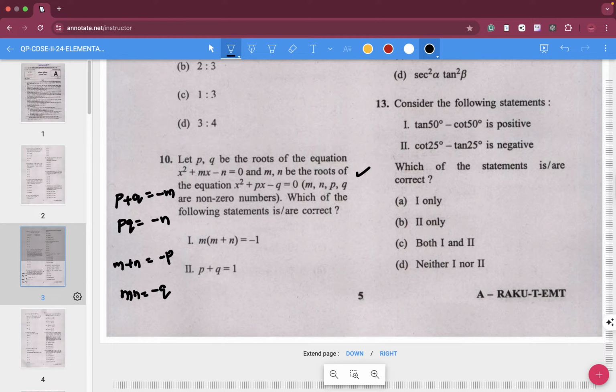Now the first option says m into (m plus n) is equal to minus 1. We know the value of m plus n is equal to minus p, so m into minus p is equal to minus 1, which implies mp is equal to 1.